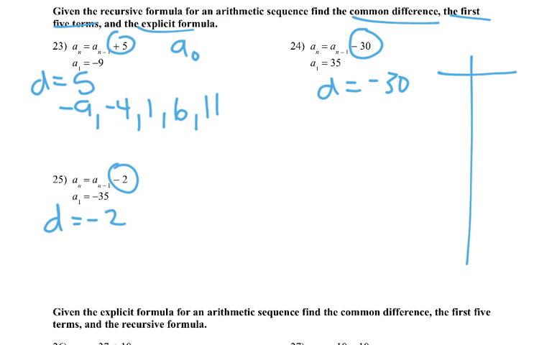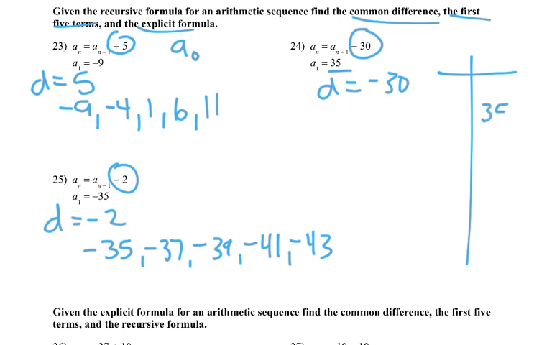On 25, we start at negative 35, and we subtract 2 each time. So negative 37, negative 39, negative 41, and negative 43. If I wanted to do it in table form, starting at 35, and then we subtract 30, this would be 5, negative 25, negative 55, and negative 85. But like I said, remember that's our first, second, third, fourth, and fifth terms.